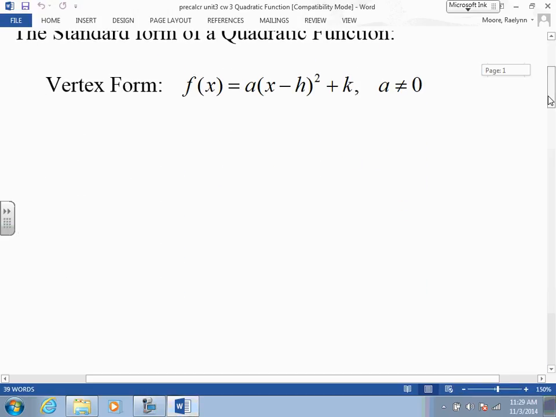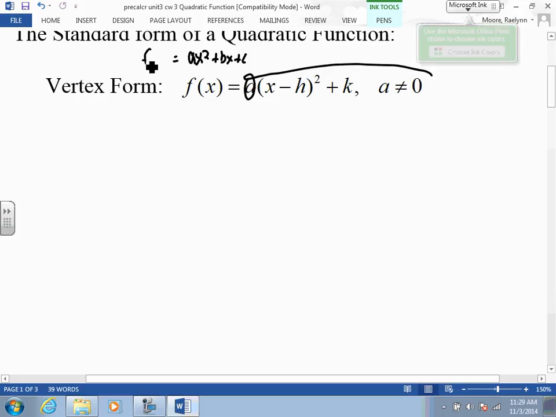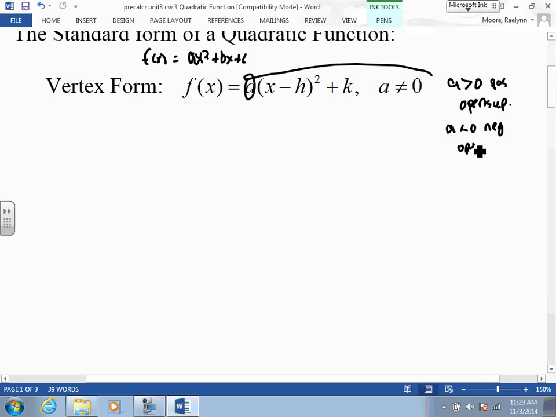Alright. So this is the form we want to get to. Now, we want to remember that A comes from ax squared plus bx plus c equals f of x. If A is positive, then it opens up. If A is negative, then it opens down. We're going to be doing a lot more with that A part in it.